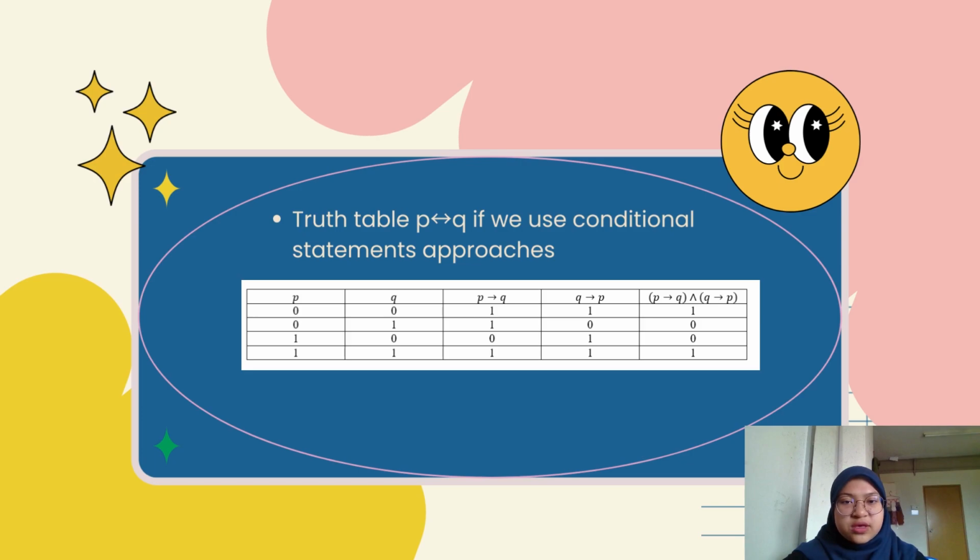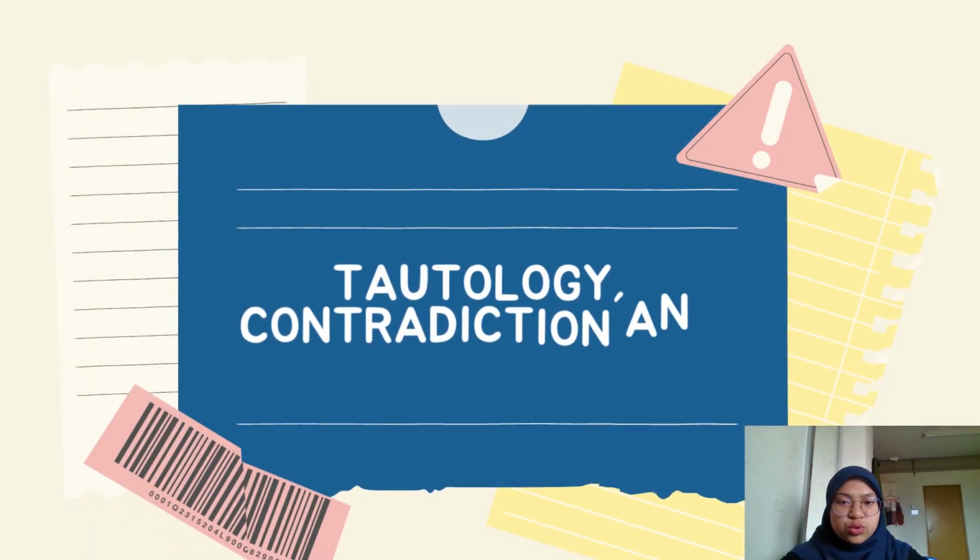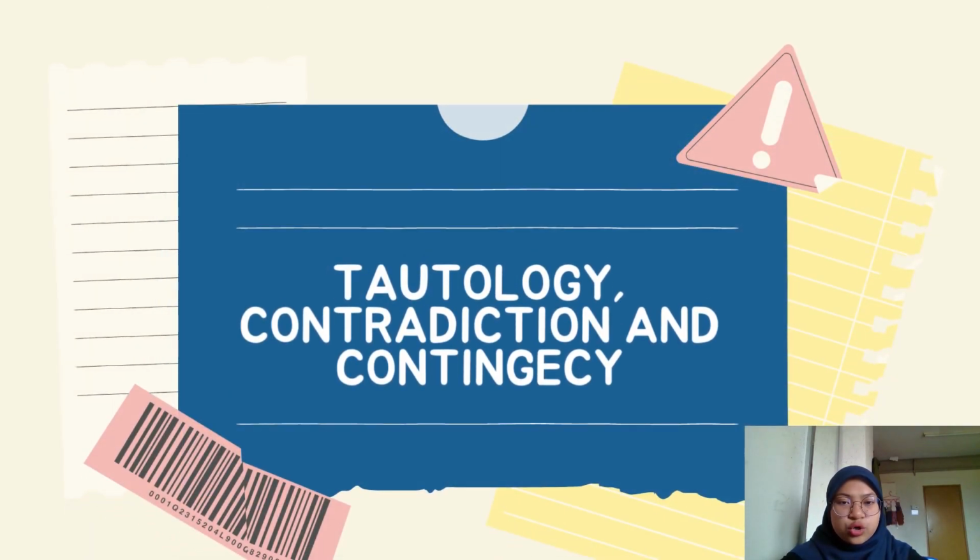Truth table for P if and only if Q if we use the conditional statements approach. P 0011, Q 0101, if P then Q 1101, if Q then P 1011, and the conjunction of if P then Q and if Q then P gives 1001. Next, let's move to tautology, contradiction, and contingency.